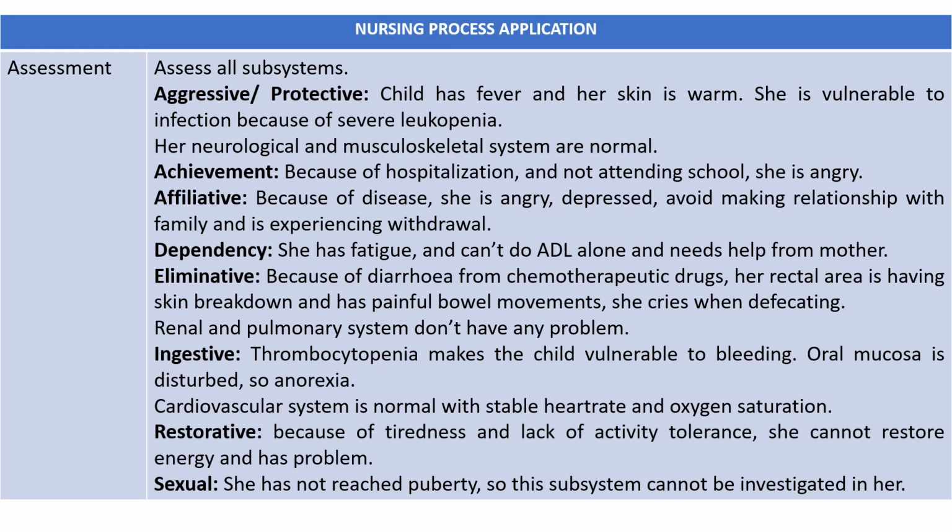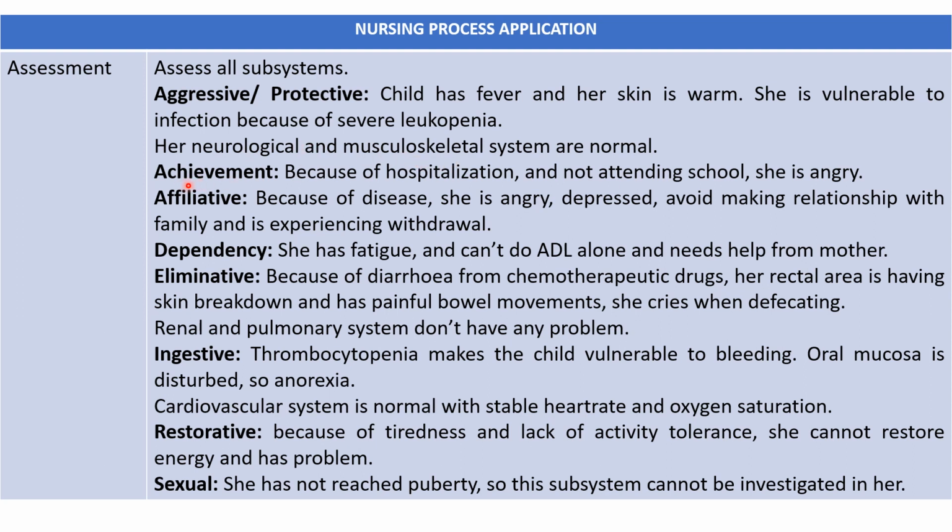In the nursing process application, the first part, assessment, we said that we have to assess all the subsystems. The first is aggressive or protective. There we understood the child has fever and her skin is warm. She is vulnerable to infection because of severe leukopenia. Her neurological and musculoskeletal systems are normal. So in the protective system, you are telling about the skin and the chance of infection, and the other protective systems, neurological and musculoskeletal, are normal.